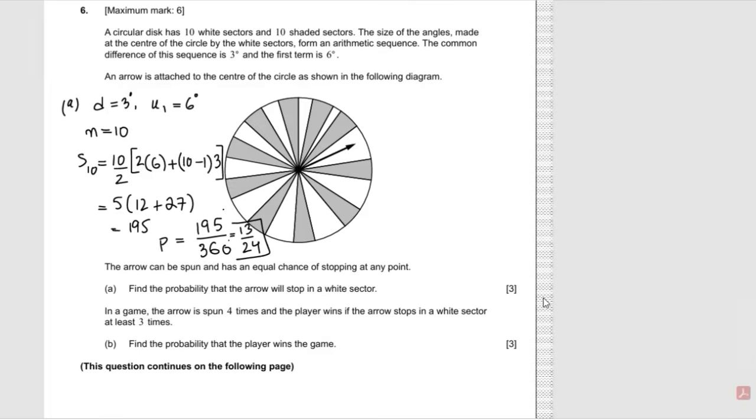Next part. In a game, the arrow is spun 4 times and the player wins if the arrow stops in a white sector at least 3 times. So stopping at a white sector has a fixed probability, and we have a fixed number of trials. So where does it lead to? If you have practiced binomial distribution, you know these are the situations for a binomial distribution. The parameters are the fixed number of trials, n is 4, and the probability of success, landing on a white sector, is 13 over 24.